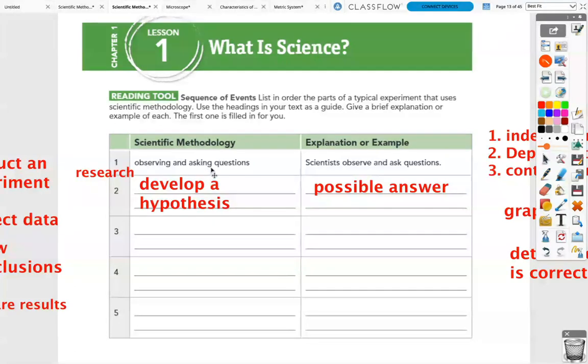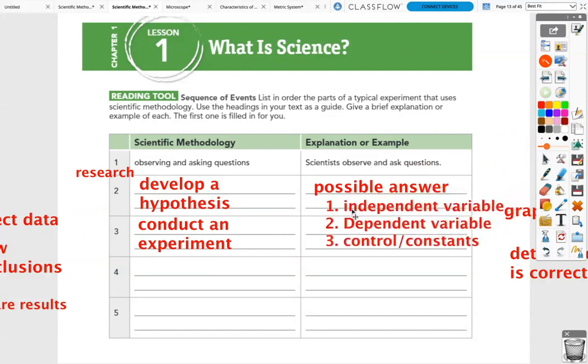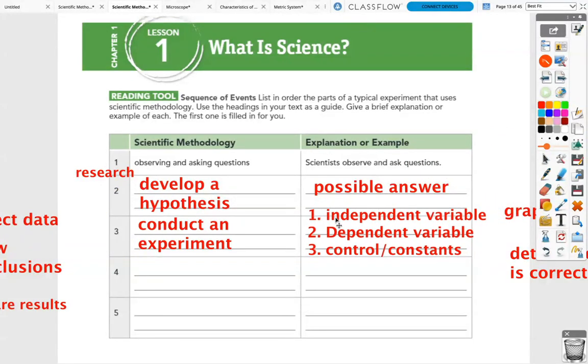So you're going to ask questions. You're going to do a little research. Then you're going to develop a hypothesis. The next thing you're going to do is conduct an experiment. Now, remember, when you're conducting an experiment, you have to make sure that you do it correctly and you have an independent variable, a dependent variable, and then you might have a control group. If you don't have a control group, you may just have constants, things that you try to keep the same.